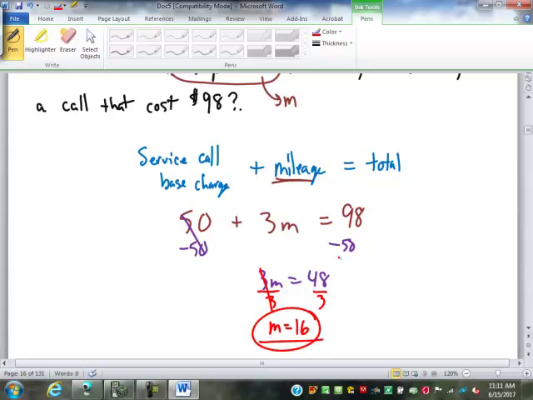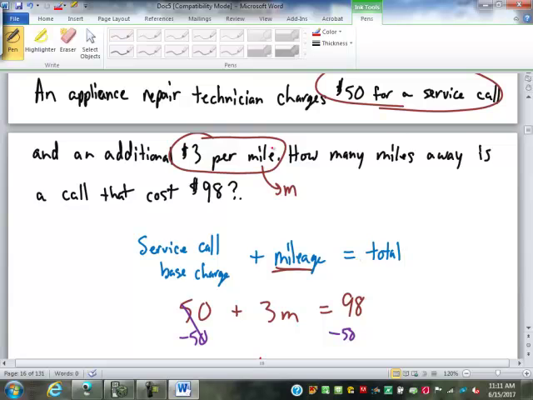So now again, we need to double check to see if that's what we're looking for. M stands for the miles. We're asked how many miles. So it looks like that is what we were asked to find. Any questions?